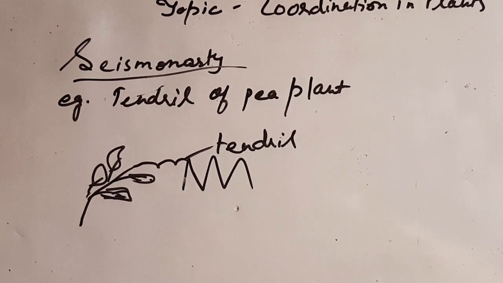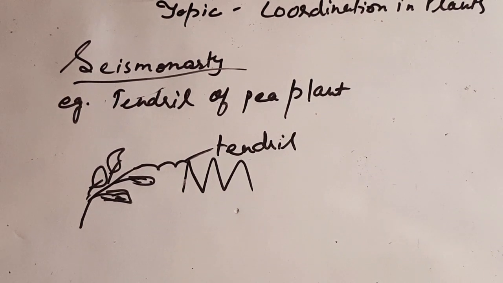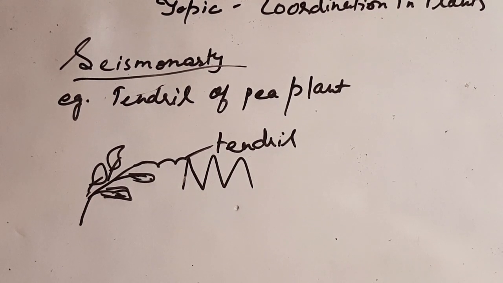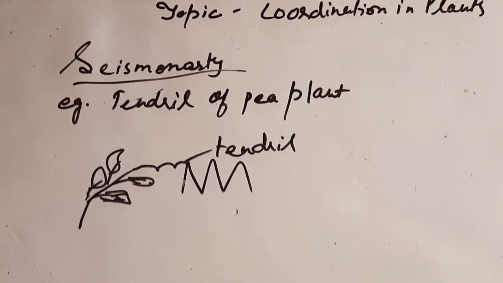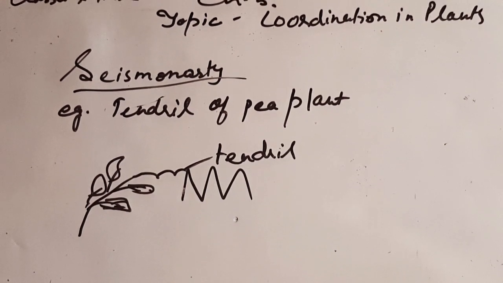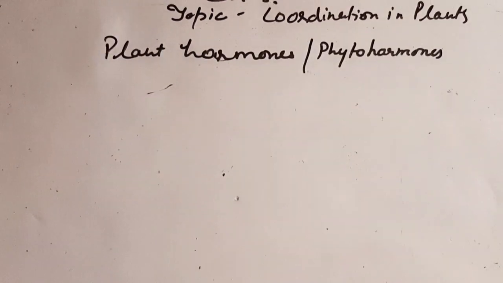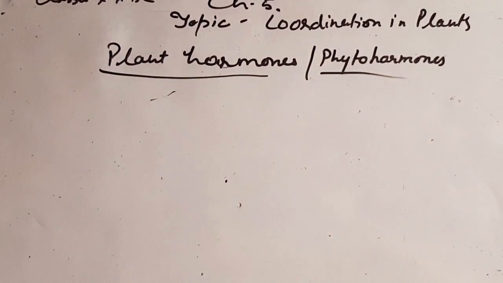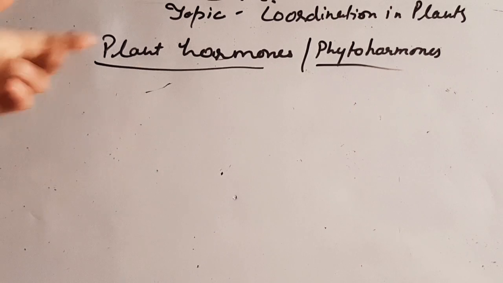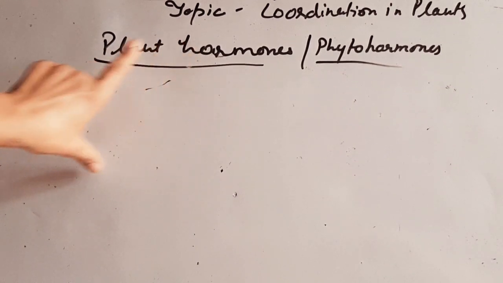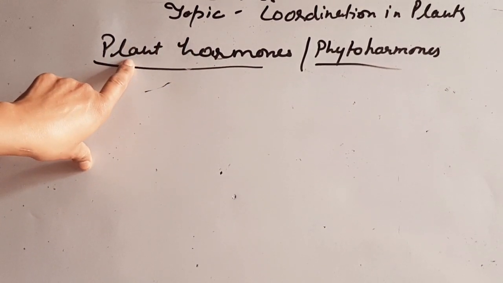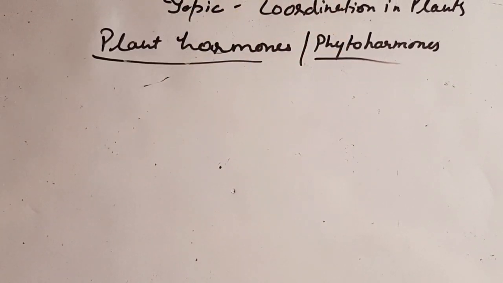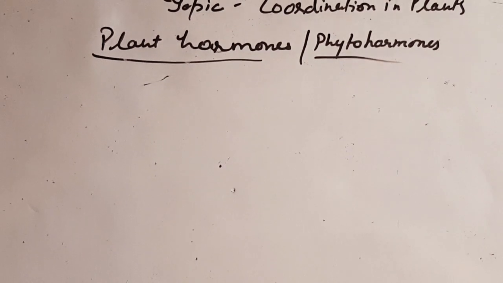Is this clear? So let us talk about the next topic of this chapter, that is the chemical coordination of the plant. Let's talk about the chemical coordination in plants. You know, hormones are chemicals only, and when they are present in plants, they are called plant hormones or phytohormones.